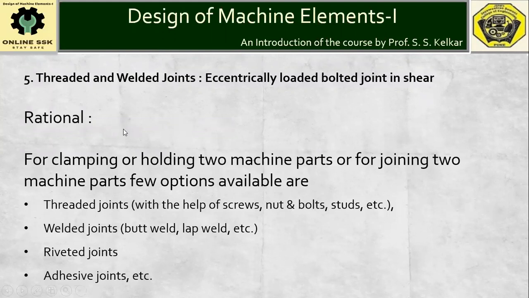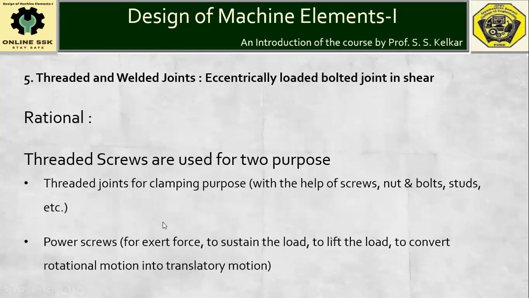Now, for this unit number 5, that is of threaded and welded joints, first of all, let us see what are the different options available for joining two machine parts. Whenever somebody wants to join two machine parts, hold two machine parts together or clamp two machine parts together, there are a few options available like threaded joints, welded joints, riveted joints, adhesive joints, etc. Of which, as far as our scope of syllabus is concerned, we have to study threaded joints and welded joints.